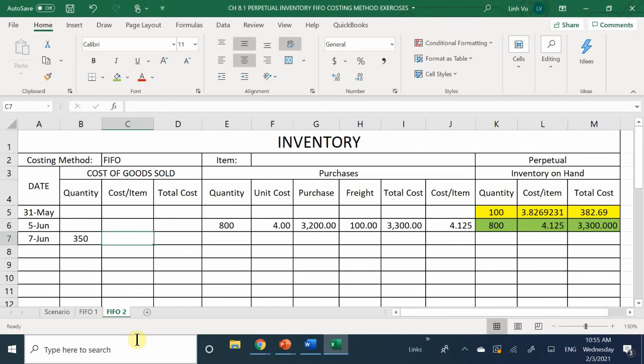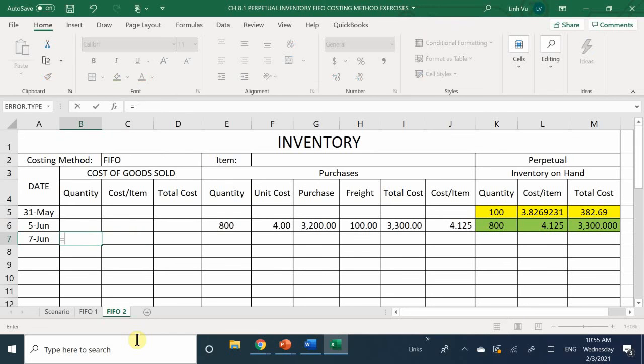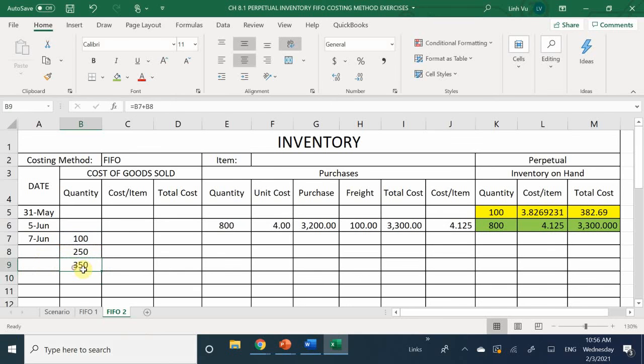Okay, so how are we going to take the 350 out? From the 100 on hand and the rest out of the 800. Good. So 350 minus 100 should be 250. So this is right here going to be a calculation, right? We need to add up our total here.